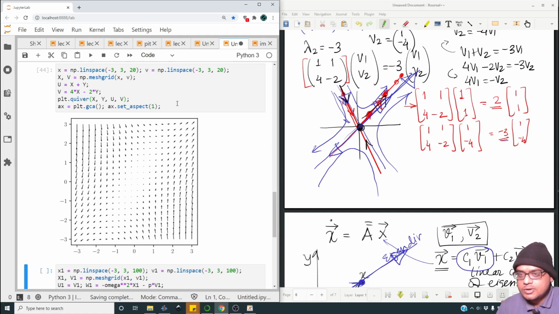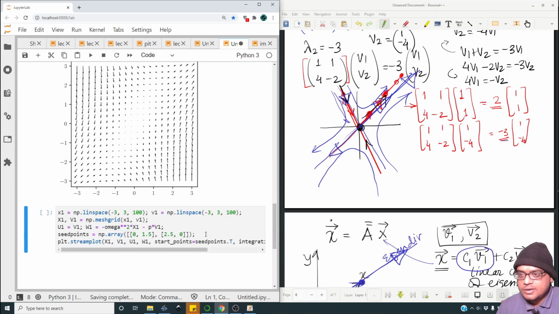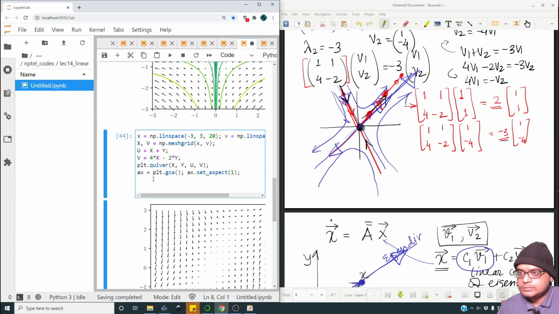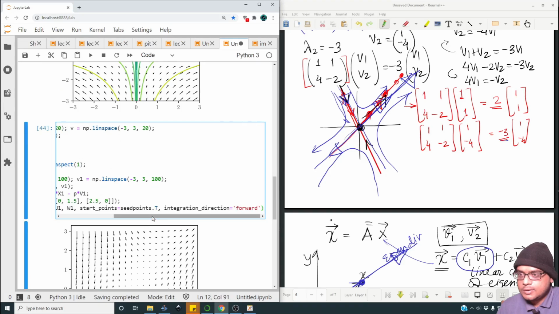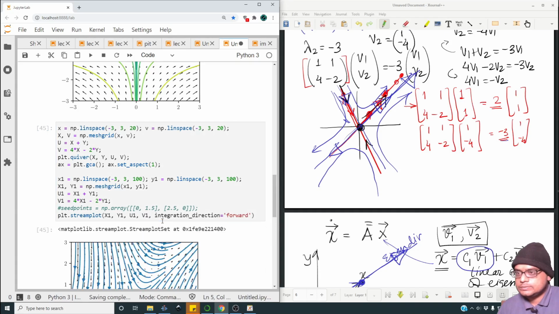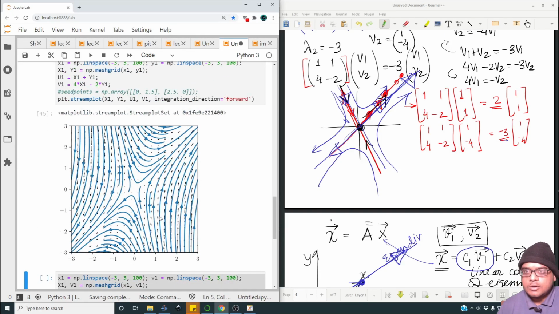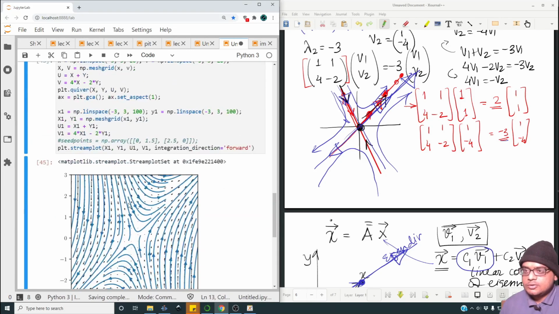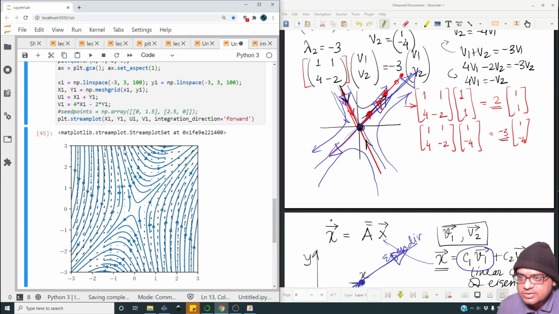So now let us plot on top of this the various streamlines. Let me copy this bit of code. Alright, so I've plotted the streamlines as well. We don't need this cell anymore. The streamline makes it apparent: the trajectories come like this and go away like this. The trajectories are flowing like this.